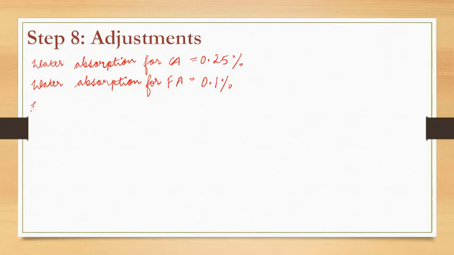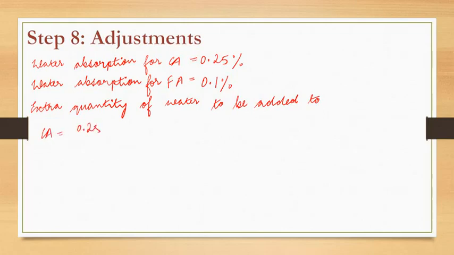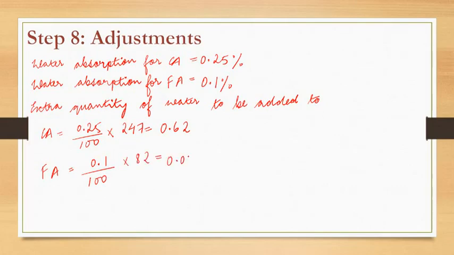So extra quantity of water to be added to coarse aggregate, 0.25%. So 0.25 by 100 into coarse aggregate, which is 247. So you get this as 0.62. For fine aggregate, 0.1%, that is 0.1 by 100 into 82. You get this as 0.08.